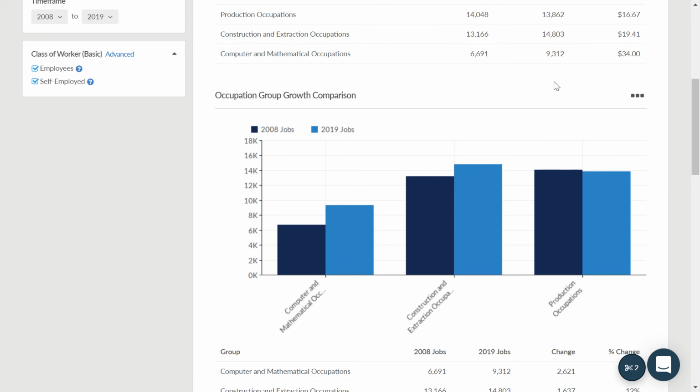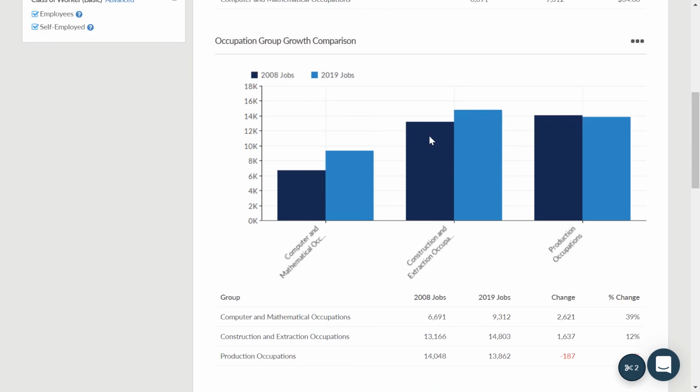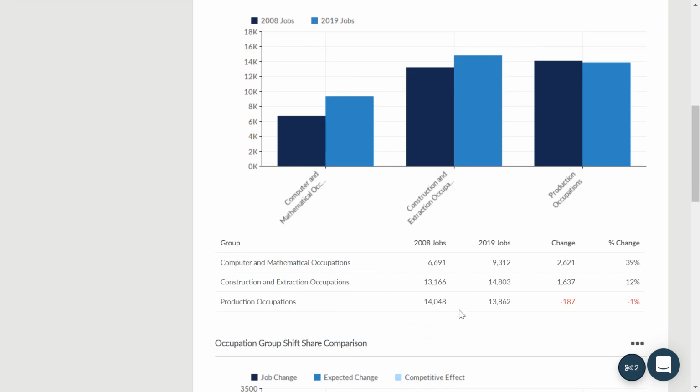Down here we have the occupation group growth comparison, so we can see how much each of these different occupations grew or declined from 2008 to 2019. So we can see production occupations actually decreased a little bit, while computer and mathematical occupations increased by almost 40%.